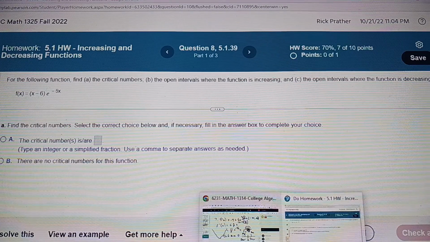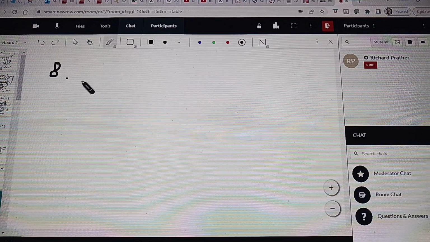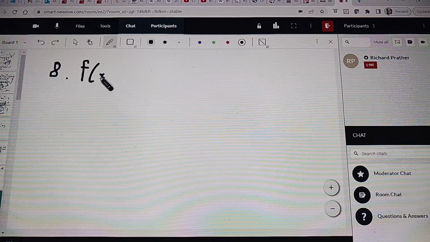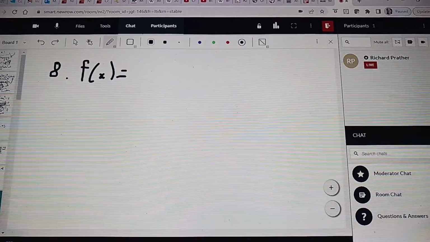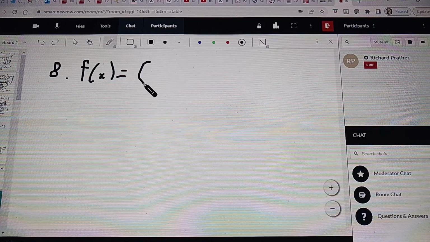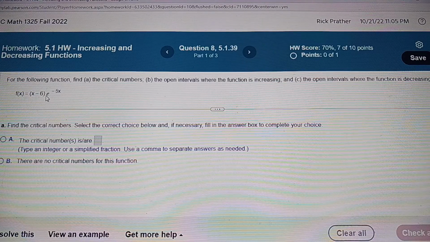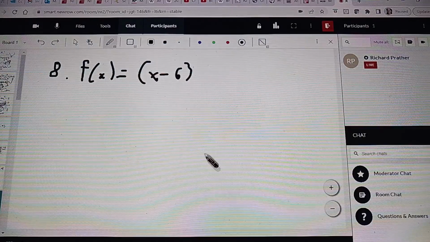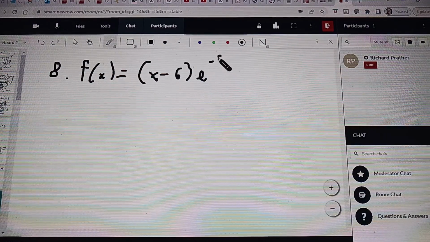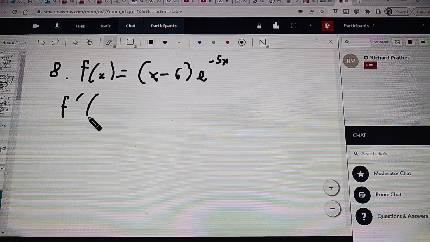Okay, number 8. We saw one earlier that used the quotient rule. Here comes one that's going to use the product rule. Original function has x minus 6. That's a function of x. X minus 6 times exponential e to the -5x. Two functions of x multiplied together. So I have to employ the product rule.